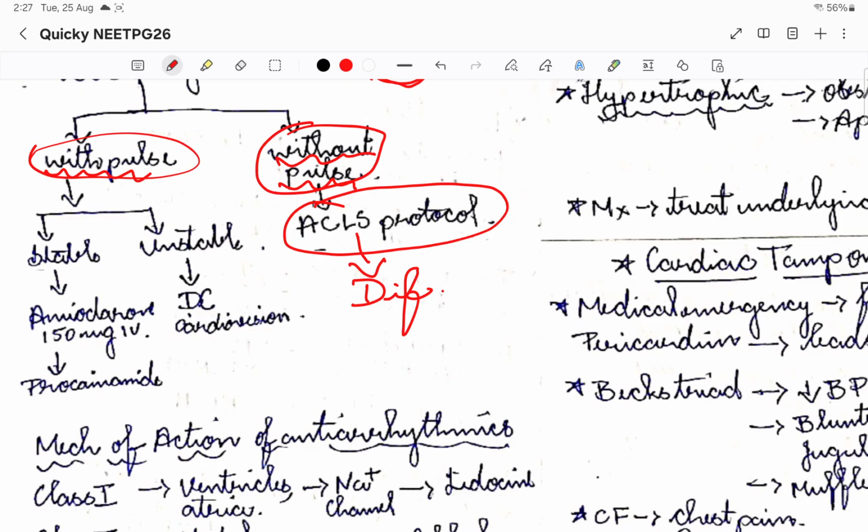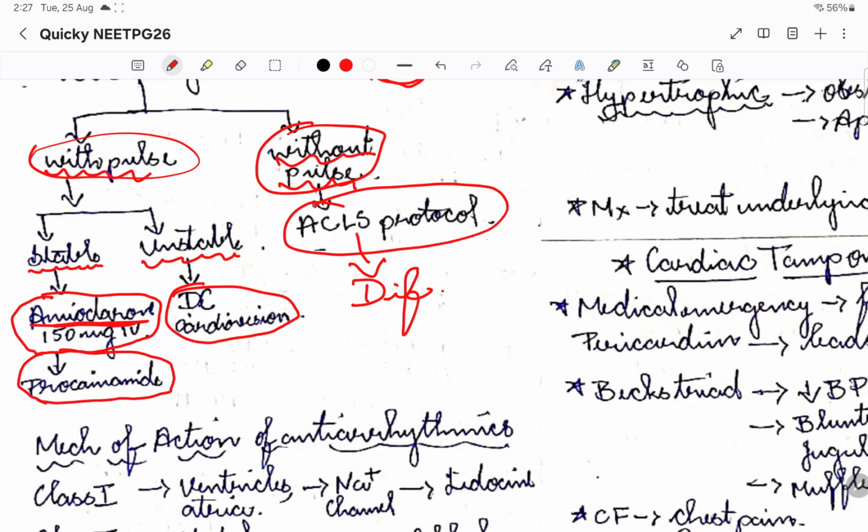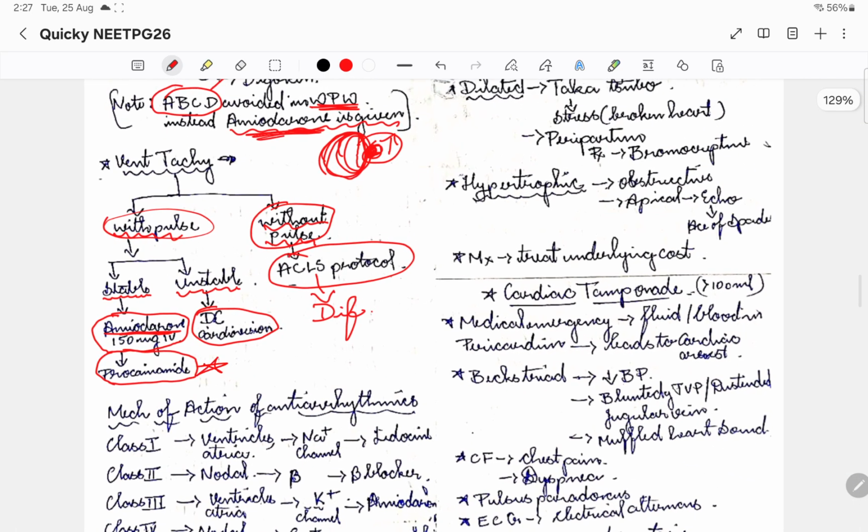Then we check the patient's vitals. If the patient is unstable, we go for DC cardioversion, same as in PSVT. If it is a stable patient, we go for amiodarone, 150 mg IV. This is the best drug for ventricular tachycardia that we can give. So for ventricular tachycardia, please choose amiodarone. After that we can go for procainamide, which is also one of the best drugs for ventricular tachycardia.